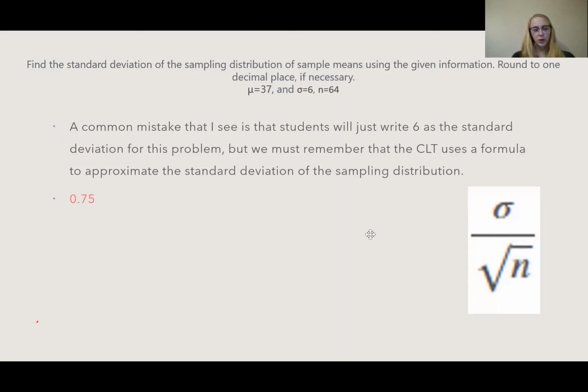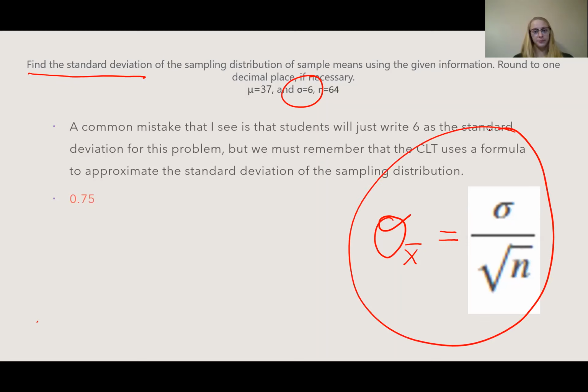Okay, so what I want to talk about here is a common mistake I see, because I don't want people to make this mistake, because it's just a very common error. A lot of students will just write 6 when it says what's the standard deviation. And that's wrong, because that's the standard deviation for the population. What we want is the standard deviation for the sample, so there's a formula that you do have to plug into. So I just want to remind you that if you're asked to find the standard deviation of a sampling distribution of sample means, you should not just plug in the standard deviation you're given as your final answer. You are going to have to use this formula.